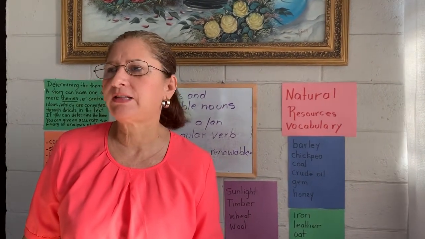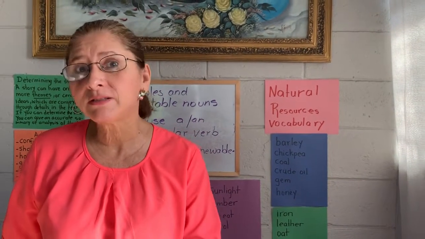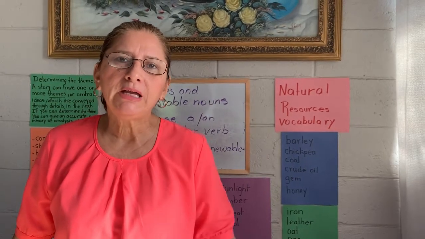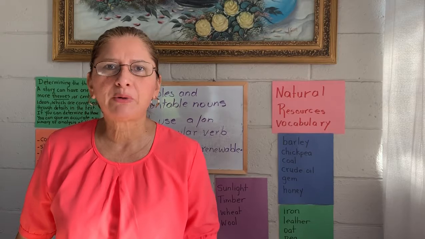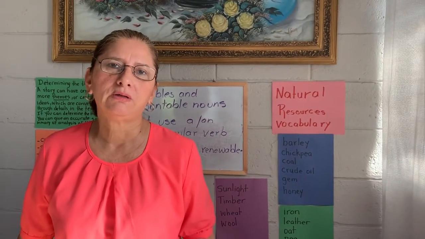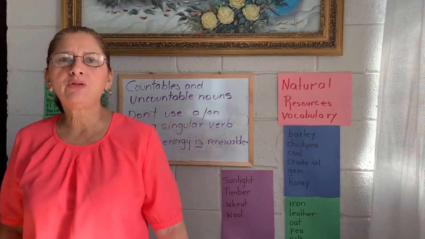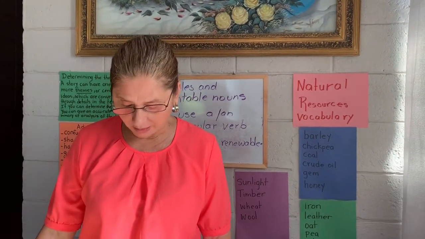Regular examples are books, pencils, table. Those are regular. Irregular: lives, person, people, children. Those are irregular. As you know, countable nouns are those that we can count.